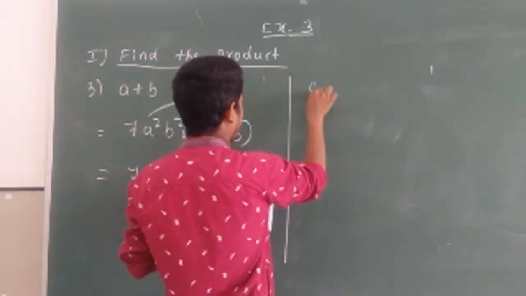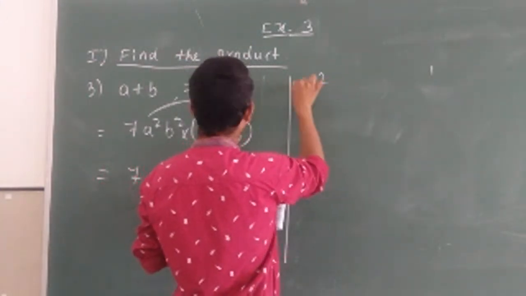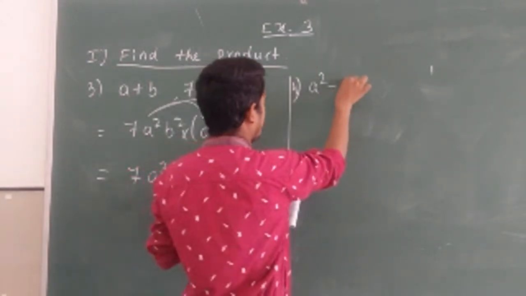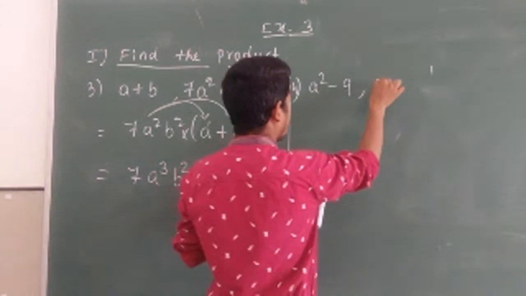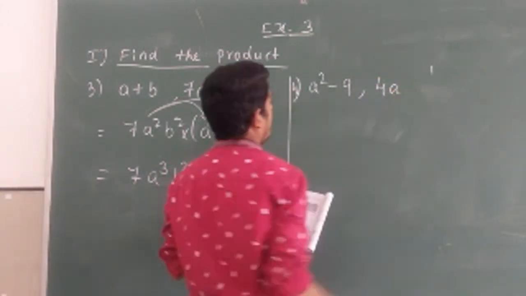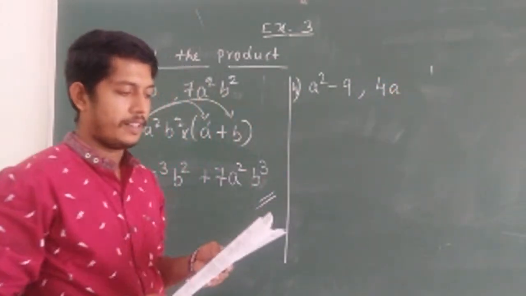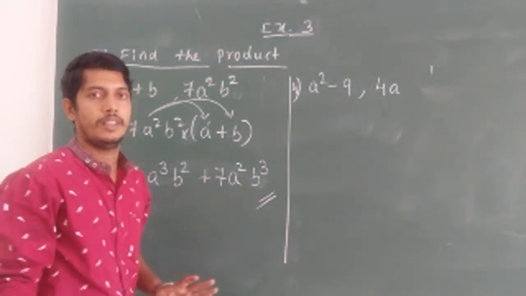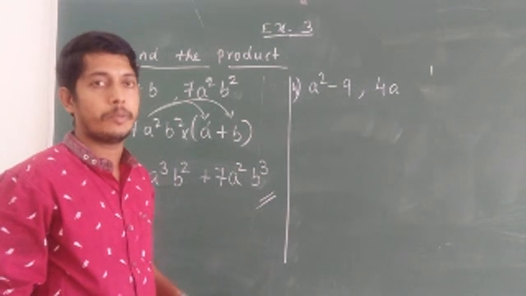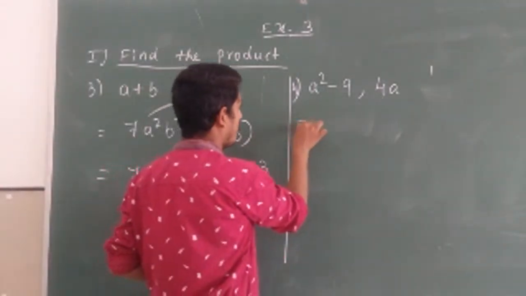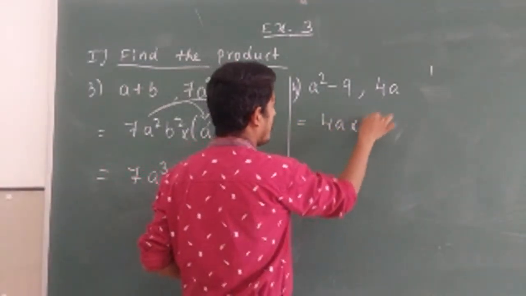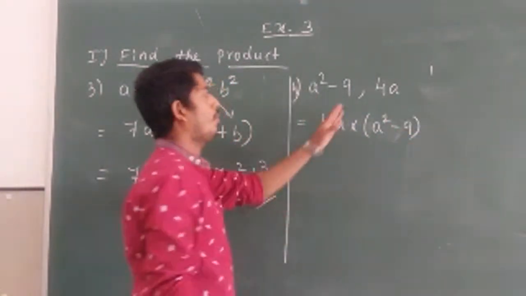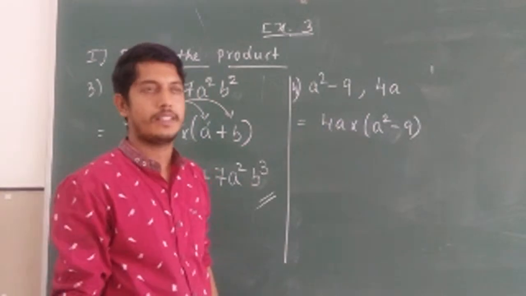Then the next one, a square minus 9, and the second term is 4a. Same multiplication holds good commutative property, that's why I write 4a into a square minus 9.